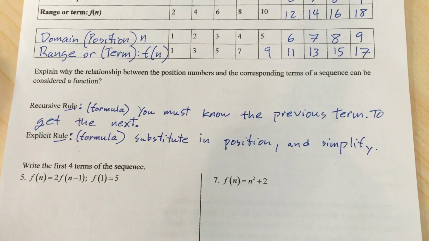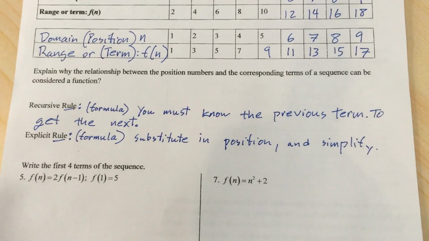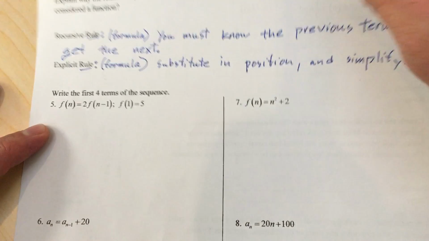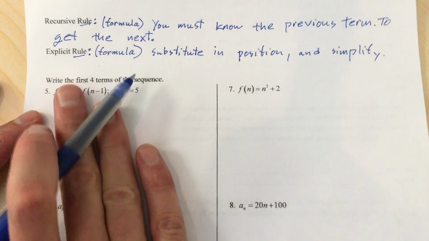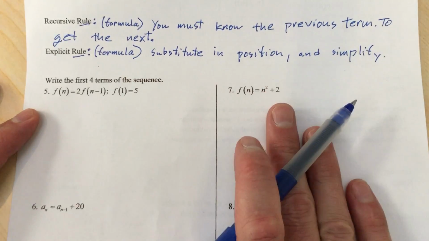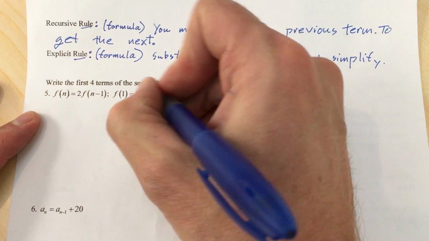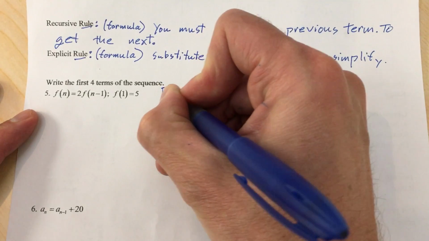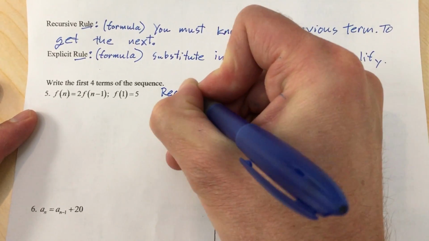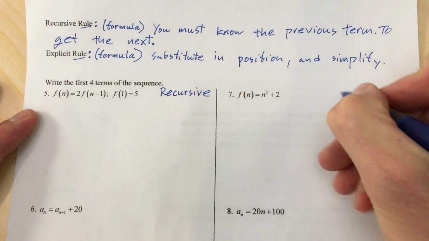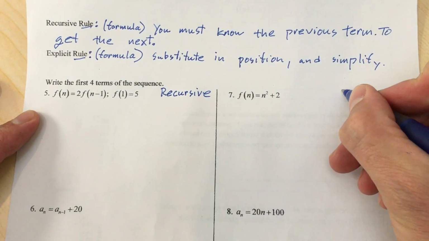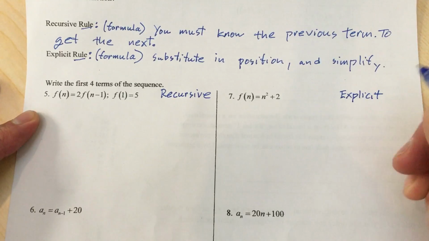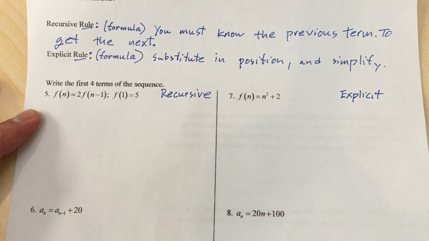Okay, so again, there's the recursive and the explicit. So down at the bottom of your paper, you have two categories here. This is going to be our recursive rule. These are our explicit rules. So let's just label them real quick so we know which ones we're talking about. This is the recursive, and this is our explicit.